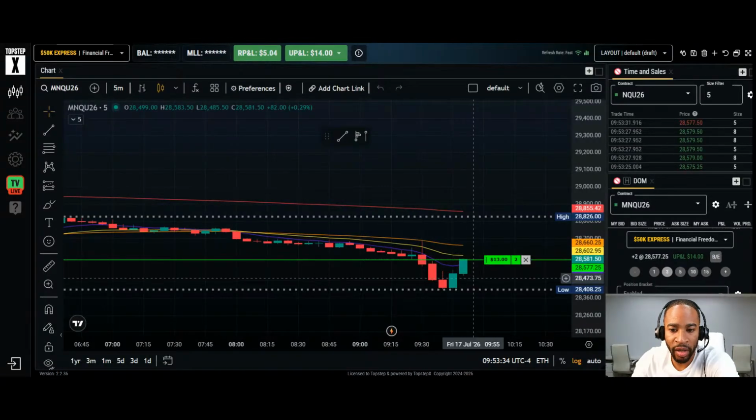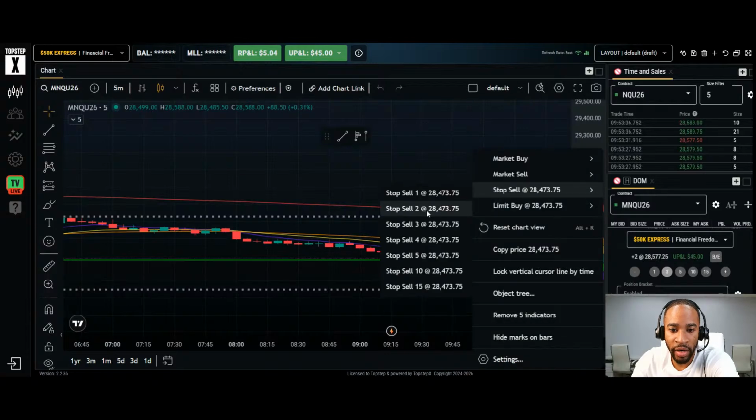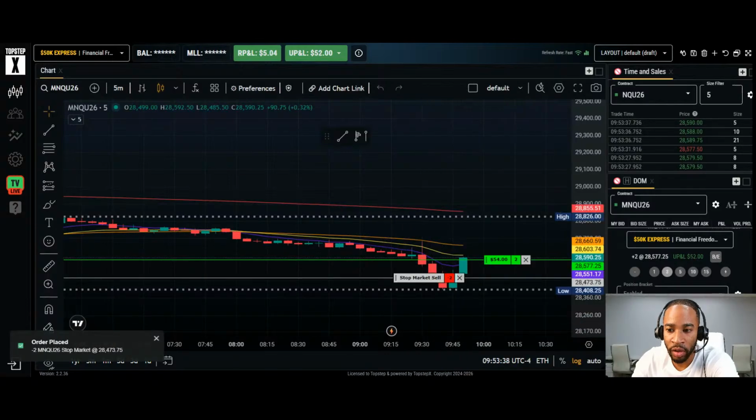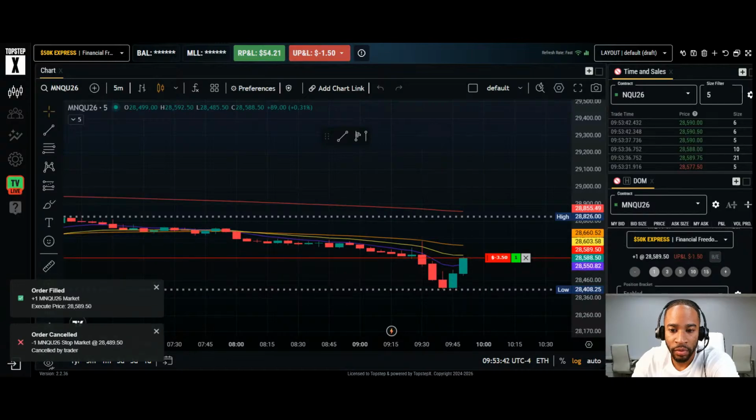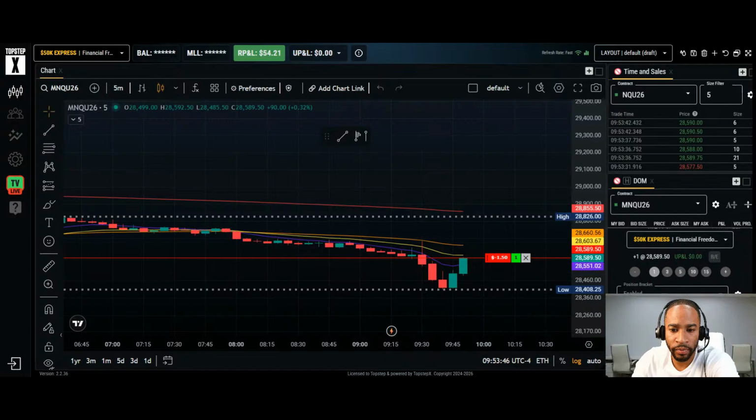All right, stop loss down here at the low of this candle. Beautiful. All right, let me take some profits. Order filled. Let me get back in right here. Up $54.21. We need to break above the 50 EMA on the 5-minute time frame now, family. A good stop loss is down here, the low of this 5-minute candle.